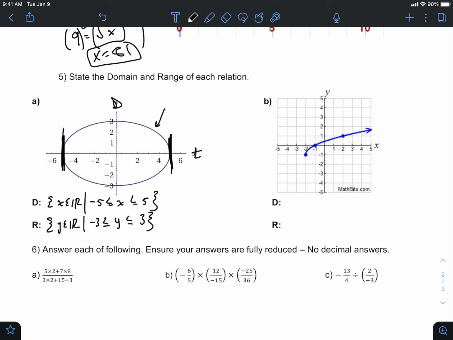Then on the other one, we've got our friend the hook graph again, or the root x. We could say the domain can take on any values of x such that x is greater than or equal to -2. And then the range, it can take on any value such that y is greater than or equal to -1.